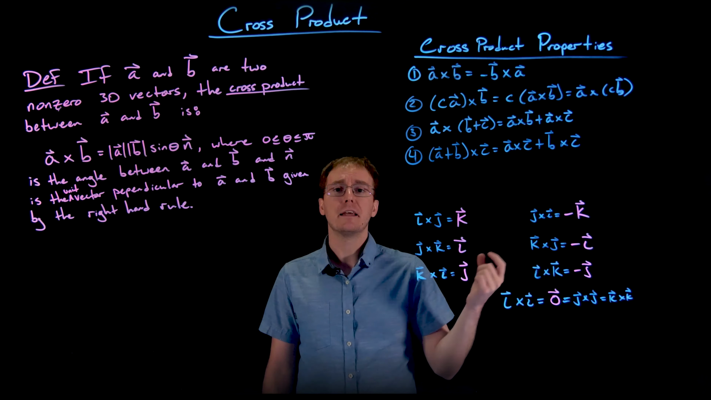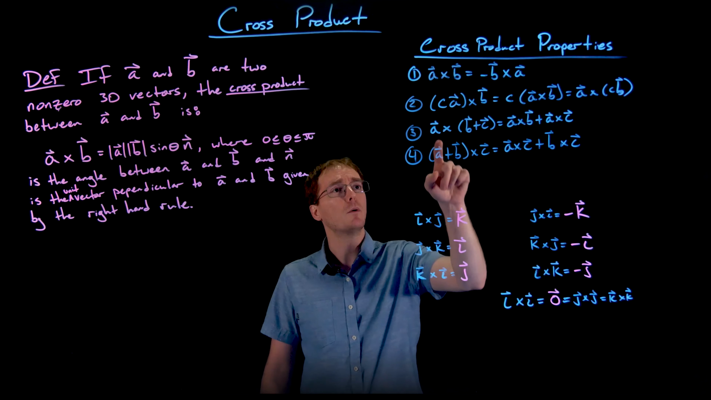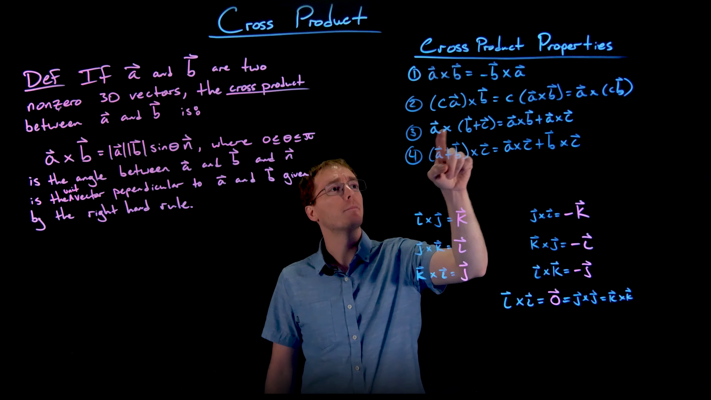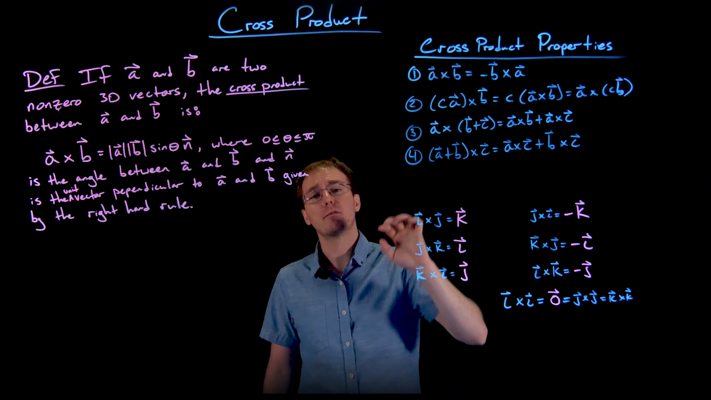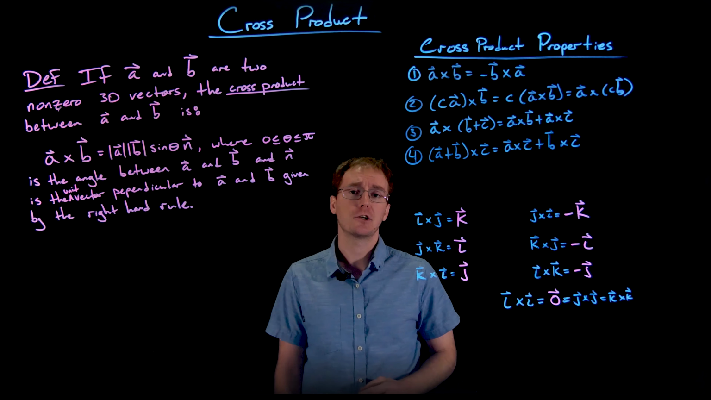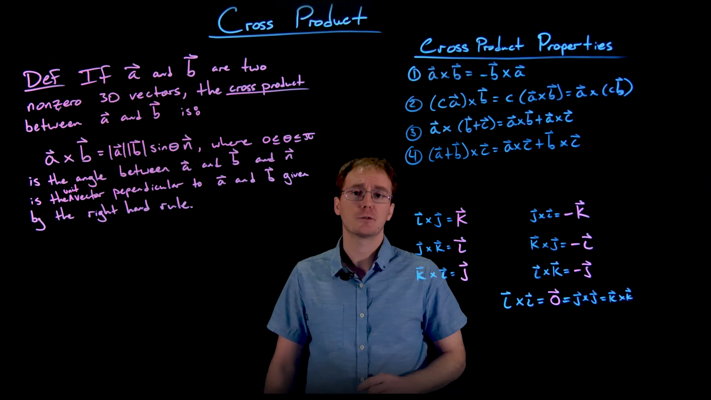Our next two properties combined are just giving us the distributive property for our cross product. If we were taking a crossed with the sum of two vectors b plus c, we can do a cross b plus a cross c. Or similarly, if the sum of our two vectors creates that first vector in our cross product, we can distribute our cross product throughout this sum. We're going to get a cross c plus b cross c.